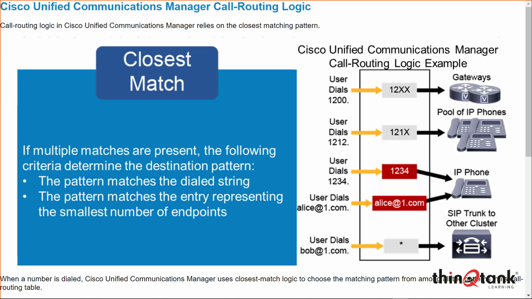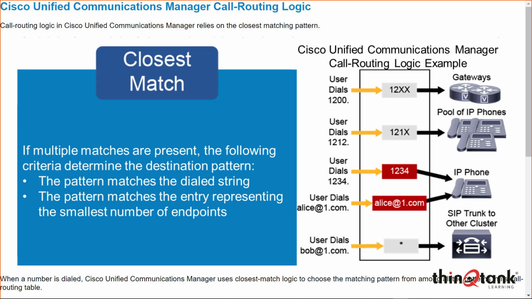If you have multiple potentially matching patterns, the destination pattern that gets chosen is based on the pattern that best matches the dialed string. Now that would be an exact match, right? So if somebody dials 1234, then we're going to match the pattern of 1234, assuming that pattern is part of my search space.